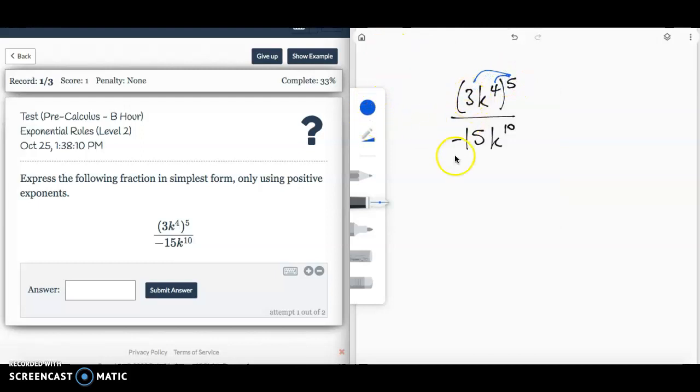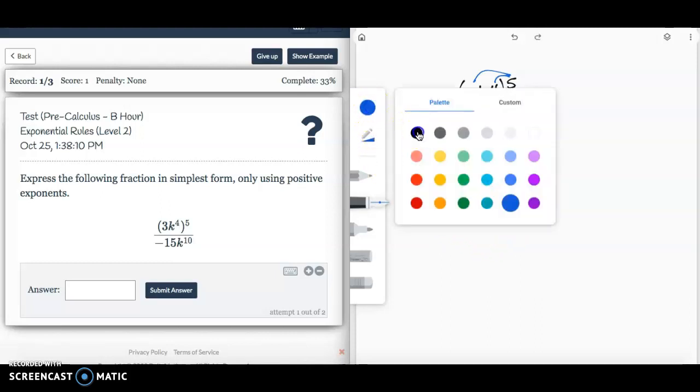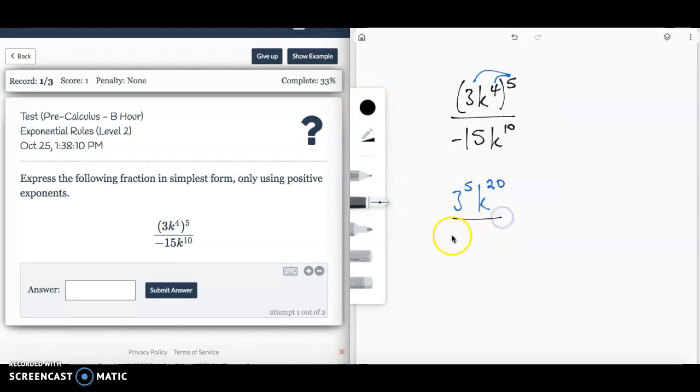So when I distribute that, I'll end up with 3 to the 5th power. And then when I have an exponential expression to another exponent, I have a power to a power, I go ahead and multiply those exponents together. So k to the 4 times 5 is the 20th. And then on the bottom, I have negative 15, and then a k to the 10th. Those should still be in the color because we didn't do anything with those. Negative 15, and then k to the 10th.